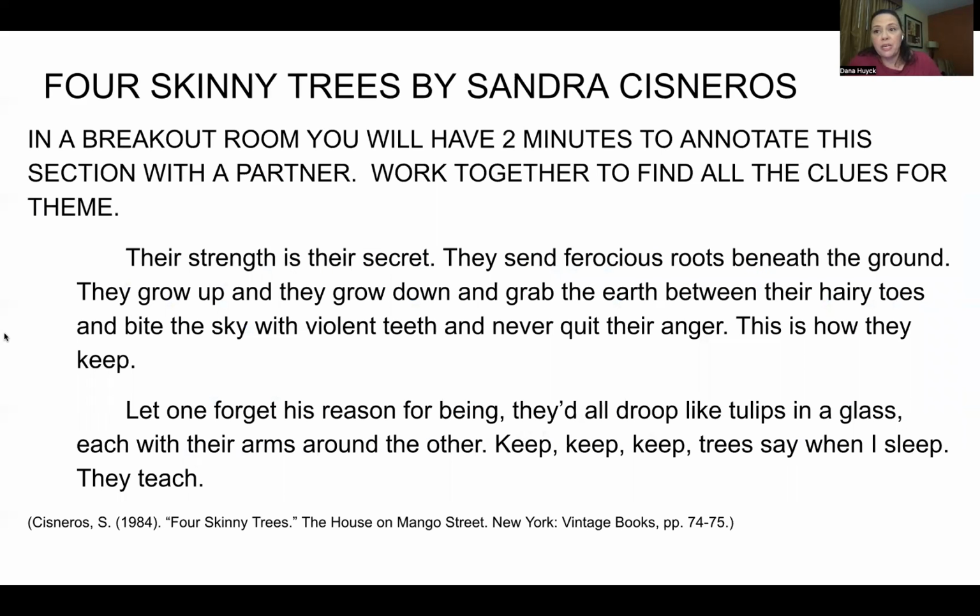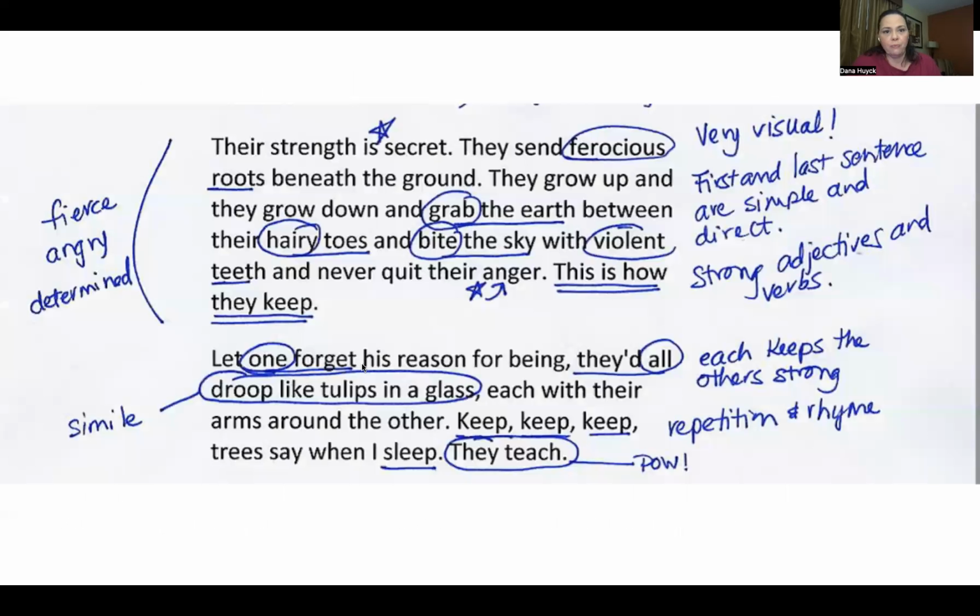Okay, so what we're going to do here is I'm going to put you all in a breakout room. I've already assigned you with a partner, and it's going to be two of you, and you're going to have two minutes. And I want each of you to work equally to annotate this next section with a partner. And then we're going to come back and I'm going to show you what I did. And I want you to compare it and see if you picked up on the same things. Make sure you're working together to find all of the clues for the theme. Okay, I'm going to send you to your breakout rooms now.